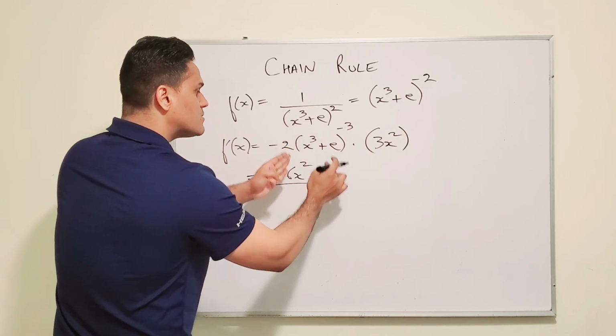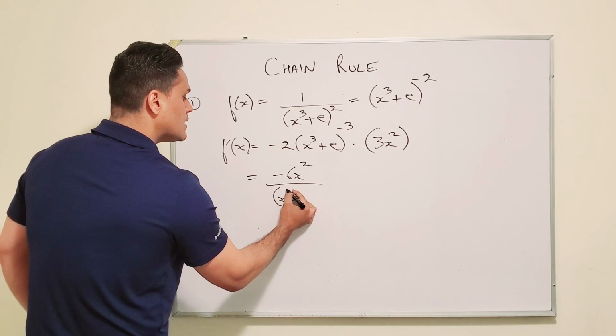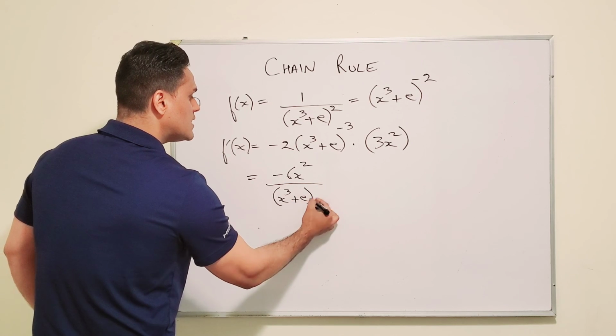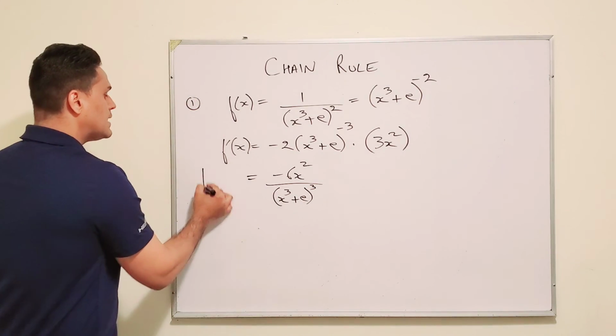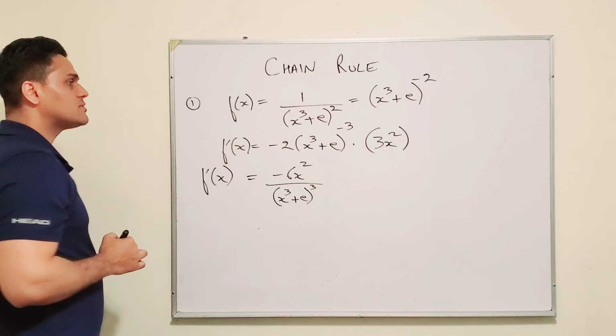We're going to bring this term to the bottom. And we have x cubed plus e raised to the power 3. And that's my final answer for the derivative.